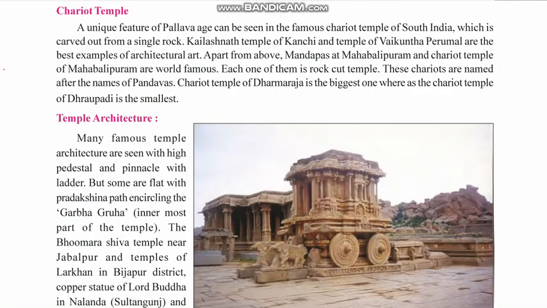Next is Chariot Temple. A unique chariot, you might know, chariot means Rath in Gujarati. A unique feature of the Pallava age, the Pallava kings had this particular style of art. The Pallava dynasty was ruling in India from 275 CE to 897 CE. So they ruled for a very long time.